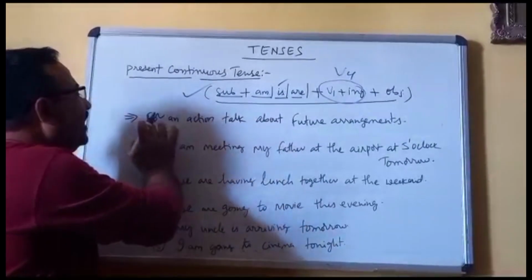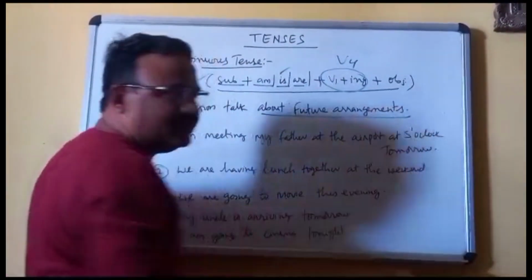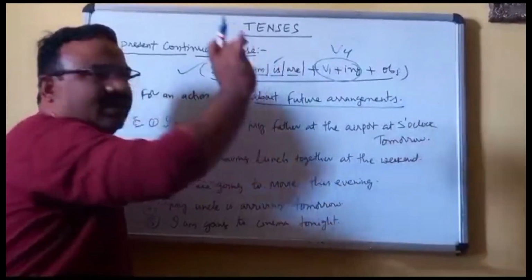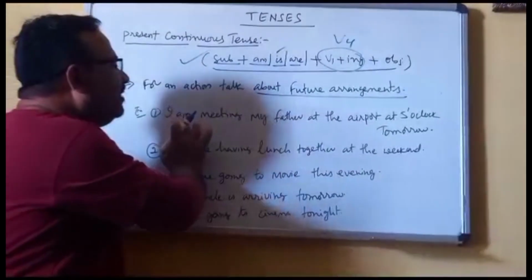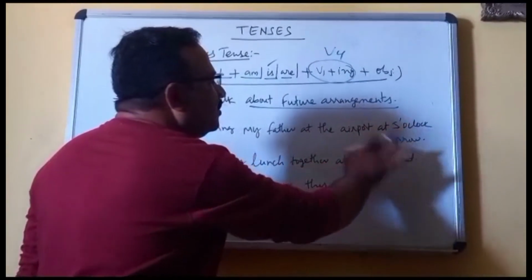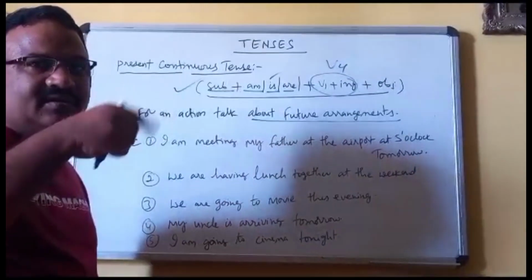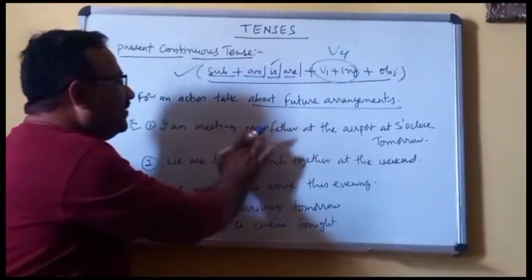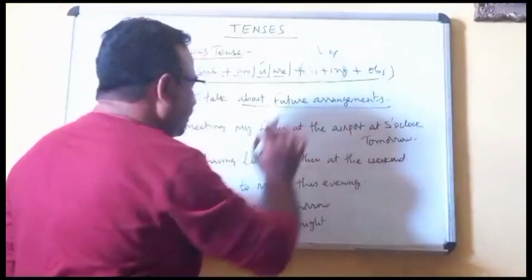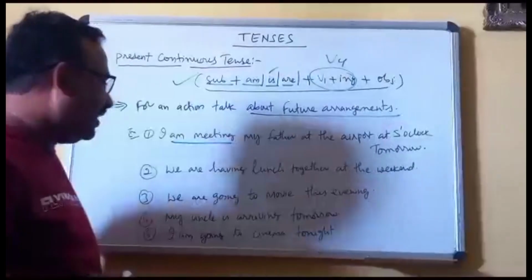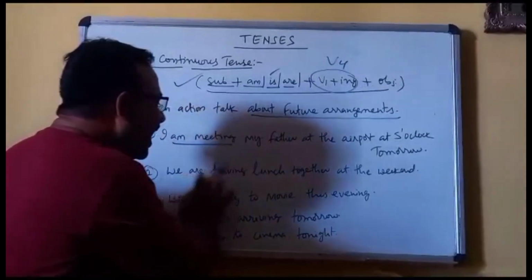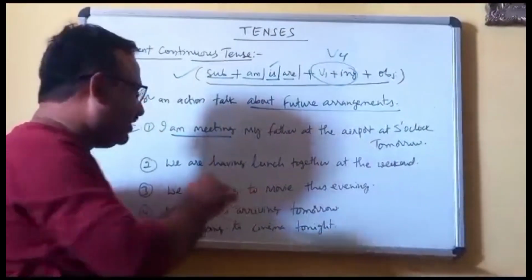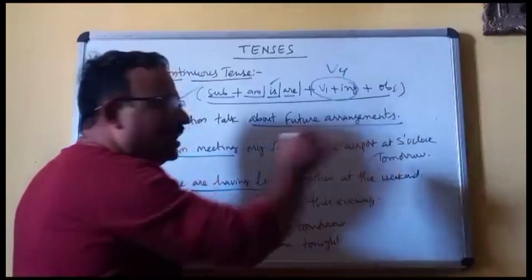Third condition: for an action to talk about future arrangements. Let us see examples. I am meeting my father at the airport at 5 o'clock tomorrow. It is not happening now, but this is a future event. And the second one: we are having lunch together at the weekend. This is also a future arrangement, a future event.